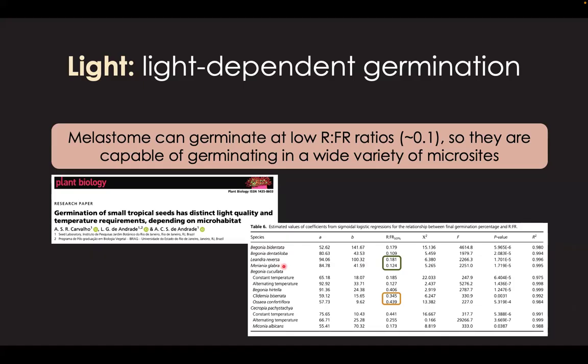are able to germinate. But if we see species such as Clidemia hirta and Ossaea confertiflora, these are species from the edge of the forest. And you can see that these species require a higher ratio of red to far red light. So they do need more red light to be able to germinate. So it's really interesting that we can see, even if all species require light to germinate, that there are some differences in the light quality that they need to germinate.